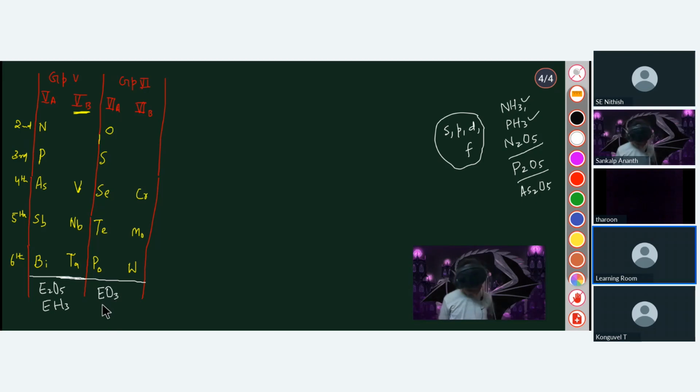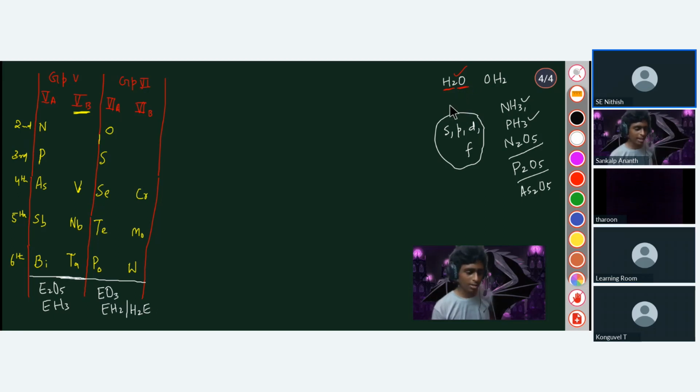What will be the formula of their hydrides? Can we write EH2 as H2E? For example, what will be the hydride of oxygen? It will be H2O. Do you write H2O or OH2? Which is better? H2O, because first you have to write the one which is less electronegative.